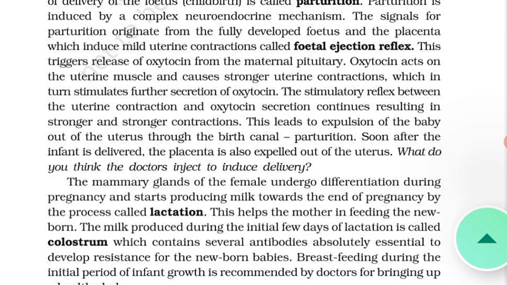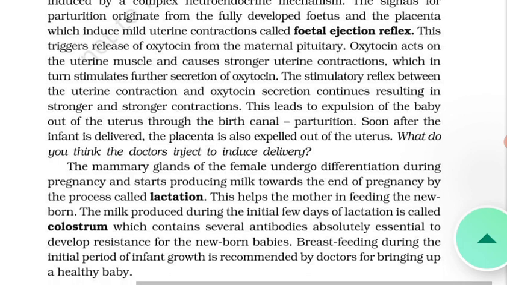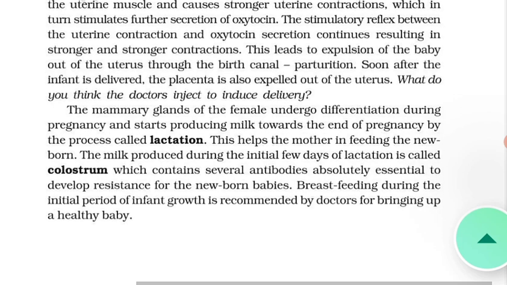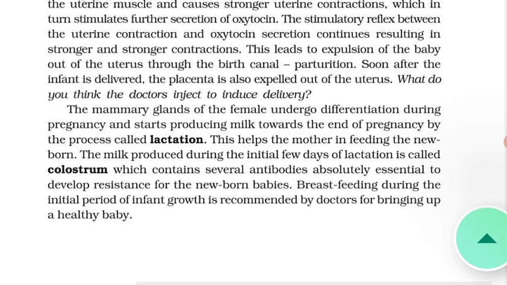What do you think the doctors inject to induce delivery? बताओ, क्या सोचते हो तुम? डॉक्टर क्या इंजेक्ट करते हैं डिलीवरी के वक्त? That is, doctors inject oxytocin, a hormone that causes uterine contractions to induce labor pain.